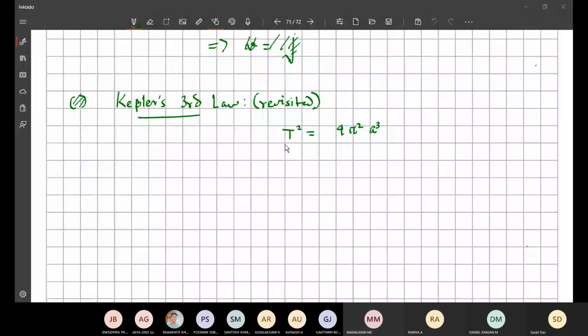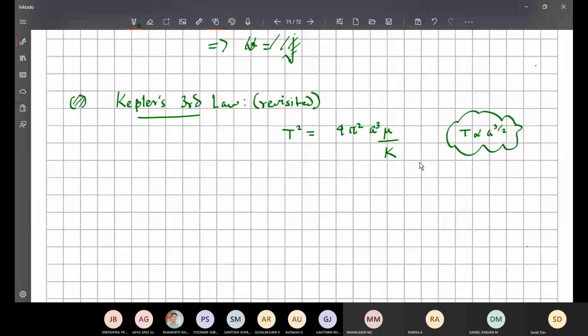Kepler's third law revisited. Yes, sir. So tell me, T square is 4 pi square a cube, then after that what should I write? We have done it in the previous class. Daniel, or anybody can tell. Sir, mu by k. Mu by k. Now, particularly this, that is how we say that from here T is proportional to a to the power three by two.